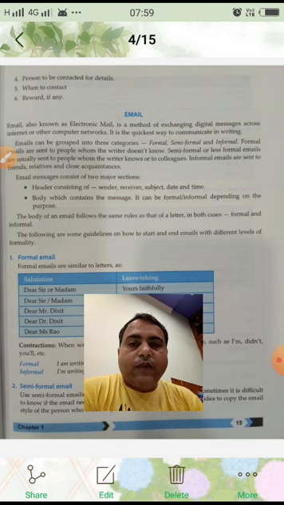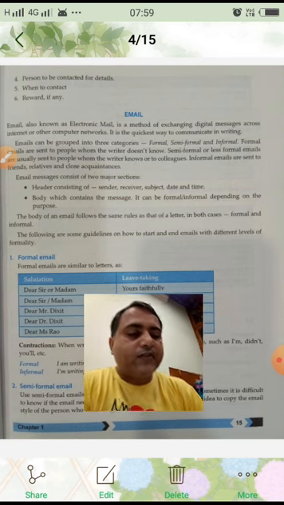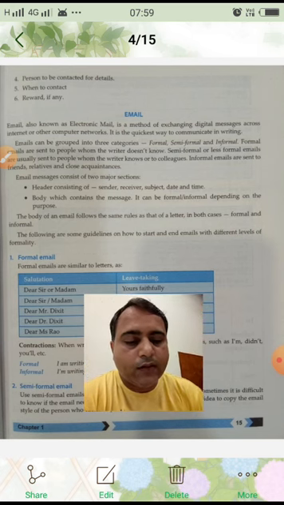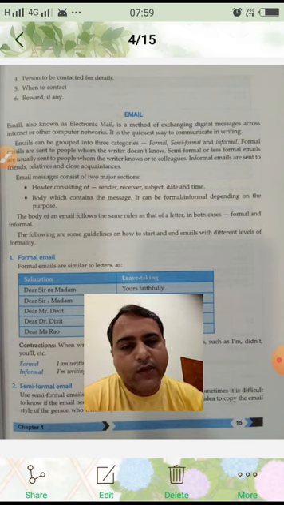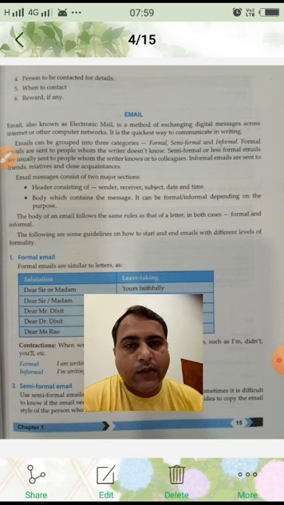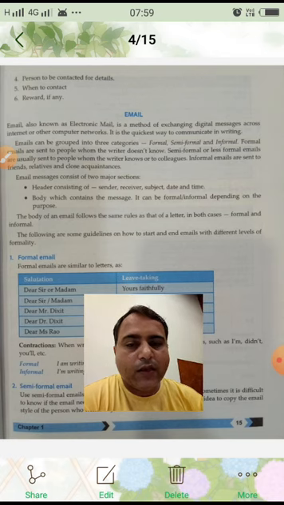Email, also known as electronic mail, is a method of exchanging digital messages across the internet or other computer networks. It is the quickest way to communicate in writing. As we are all well aware with the technology, if we want to send any message through an email, it goes within a second. So this has become a part of ICSE, and it's very important.